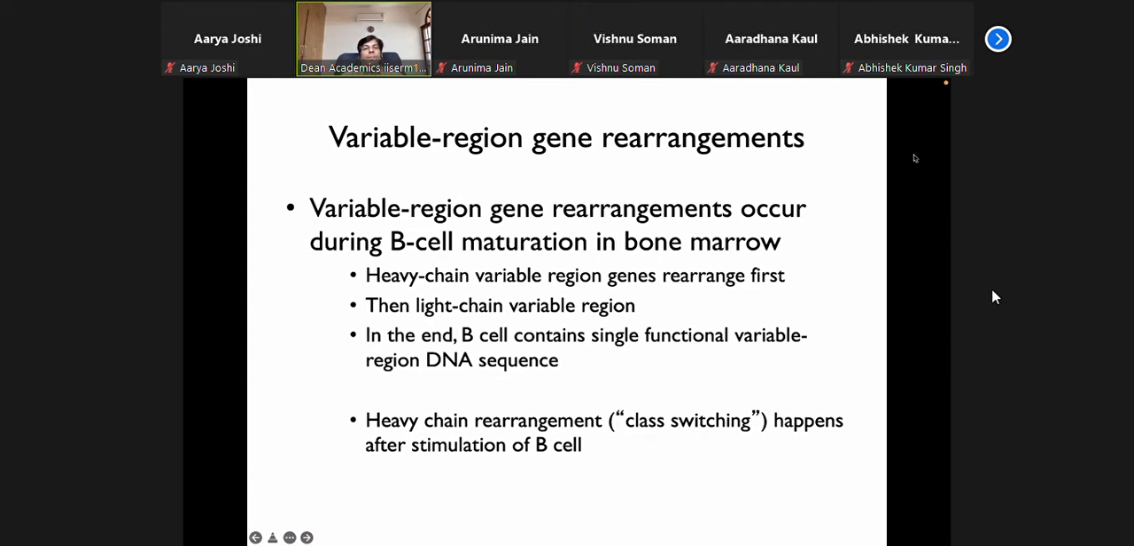Okay, variable region gene rearrangement. This is what we are talking about. So for variable region gene, just go through this slide, just read it. It occurs in B cells during the maturation process in bone marrow. Heavy chain variable region genes rearrange first, then light. In the end, in B cells which contain a fully functional rearranged DNA sequence, this then attaches with the constant region for mu and delta, and through class switching, you generate a different isotype.